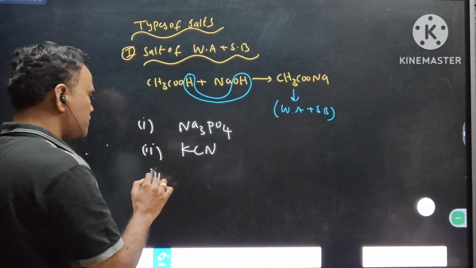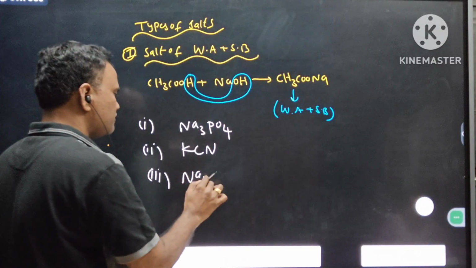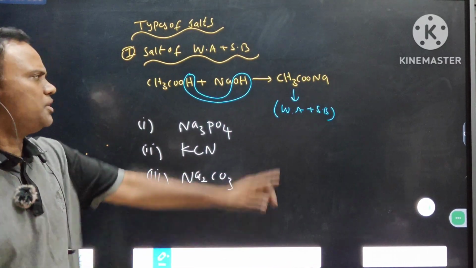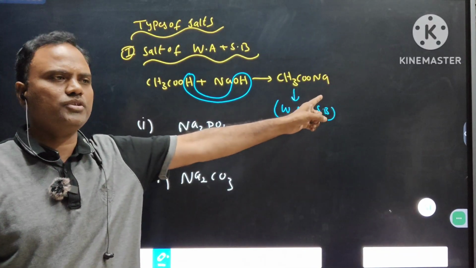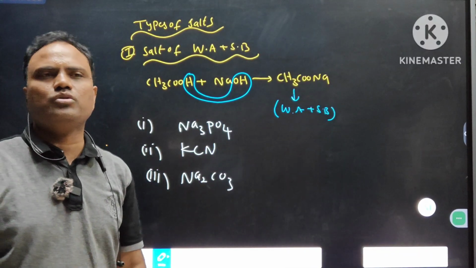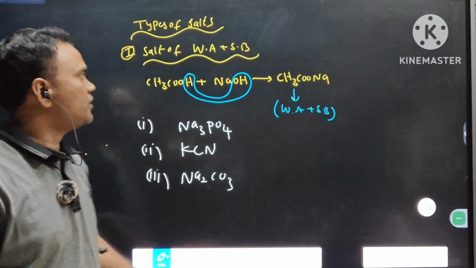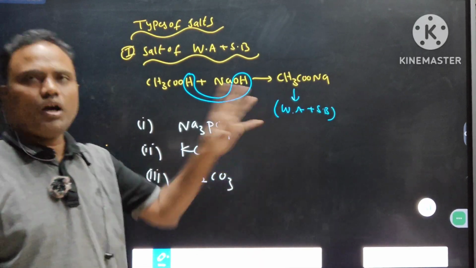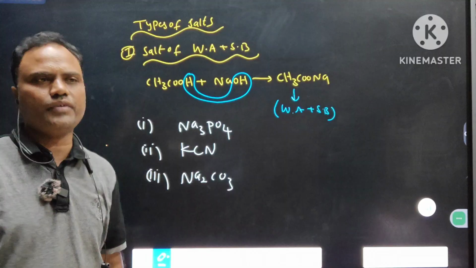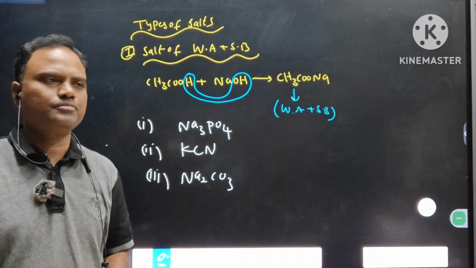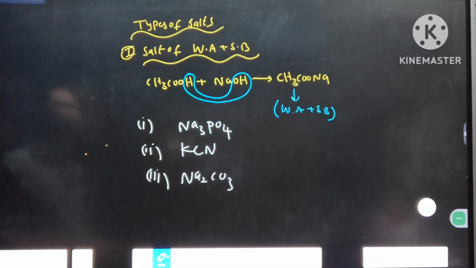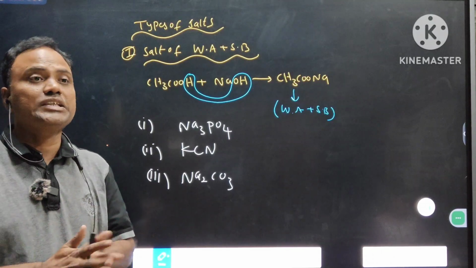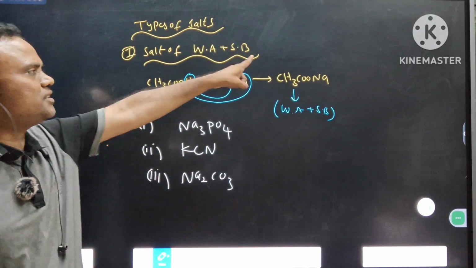Similarly, can I use this one? Na2CO3. Yes, weak acid. H2CO3 is the weak acid. But frequently this example will come. Which example? Sodium acetate will come. First category salt is okay for you, everybody? After seeing the salt, you have to identify under which category it will come. Salt of weak acid plus strong base. Second category.